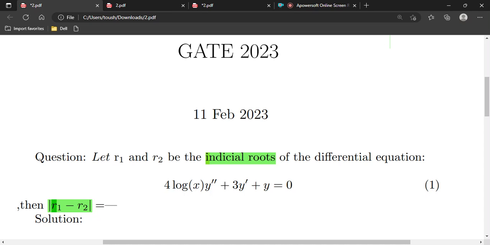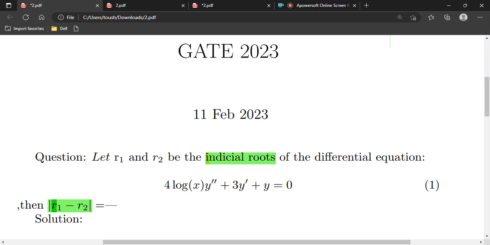It's a memory based question of GATE 2023, and it's a question of differential equation, and I think it was of 1 mark. If you remember actually what was the mark of the question, it is 1 or 2. Do comment below, and also the question number. Okay, so let's see the question.